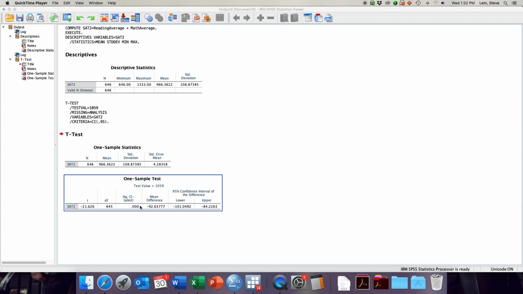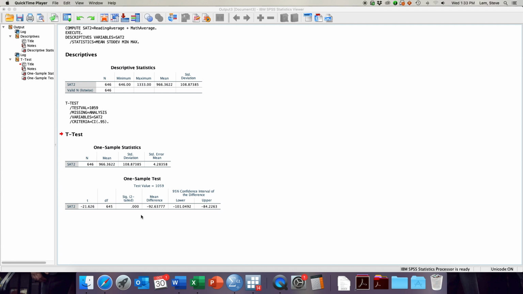Here we have significance for a two-tailed test of 0.000, meaning that the probability that our sample statistic was drawn from a distribution with a population mean of 1059 is less than 0.0001. That means that in this case, we can say with greater than 99.9% confidence that the null hypothesis is probably false. So with a significance level of 0.000, we would reject the null hypothesis and conclude that Pennsylvania's SAT performance is statistically different from the national average.